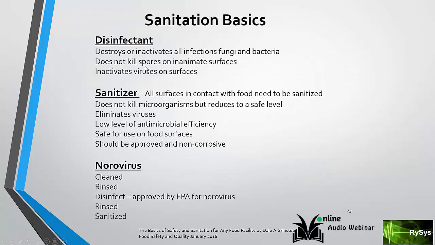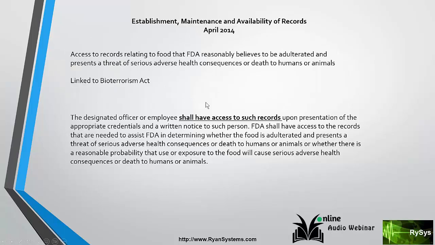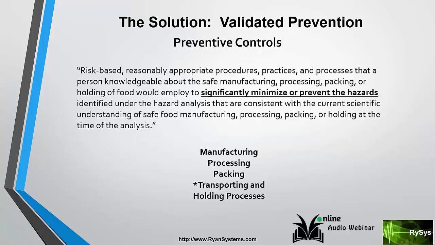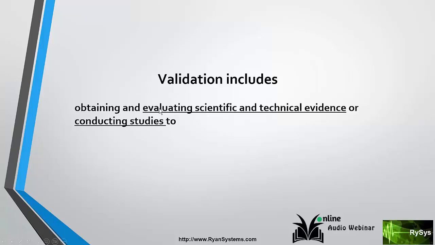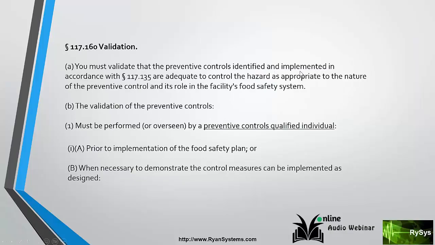Sanitation basics include disinfecting, sanitizing. Some of these things, when you use them, you have to use them within the label specs, okay? You can't hide them. The feds have access. It's a law now. Any kind of carriers need to be clean. Okay, validation includes evaluating scientific and technical evidence. If the data doesn't show the improvement, you must validate that the preventive controls identified and implemented. You've got these 2 levels.